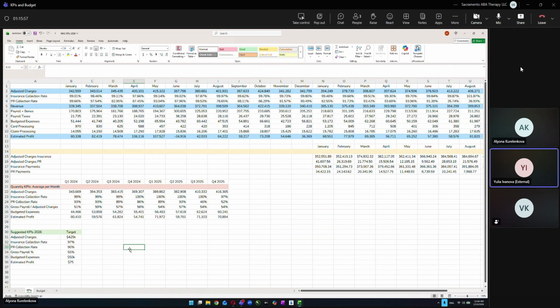It's reasonable, yeah, but if you say that this decrease in PR collection rate is like 80% because of the one family who didn't pay this 30,000, it's basically just one bad sheep.